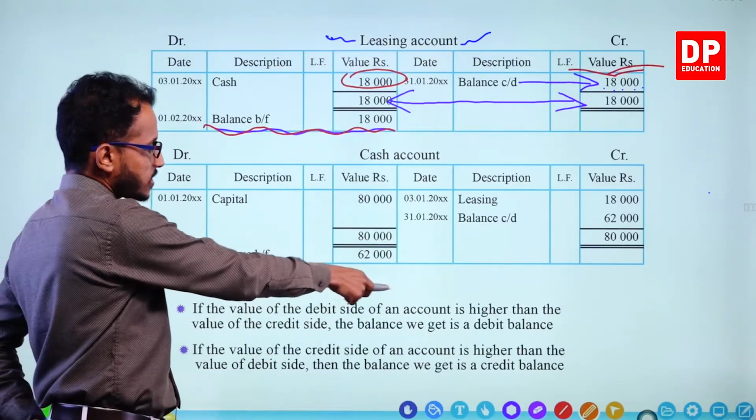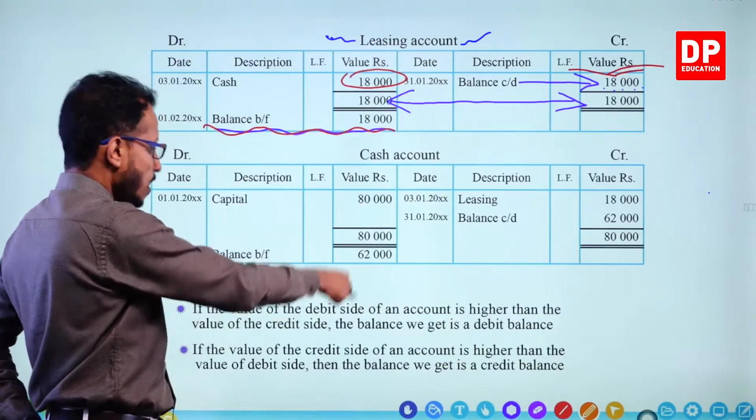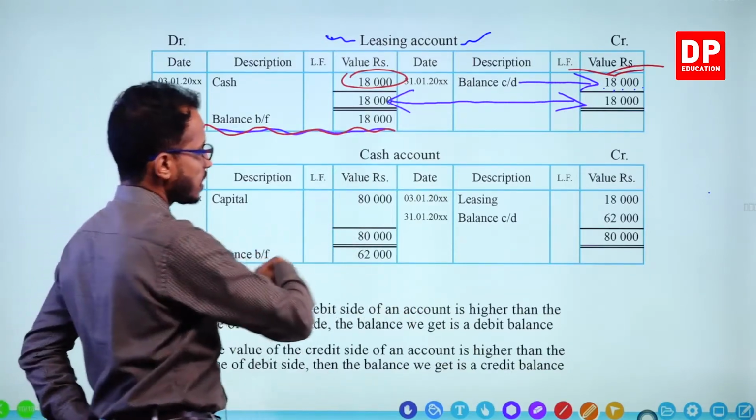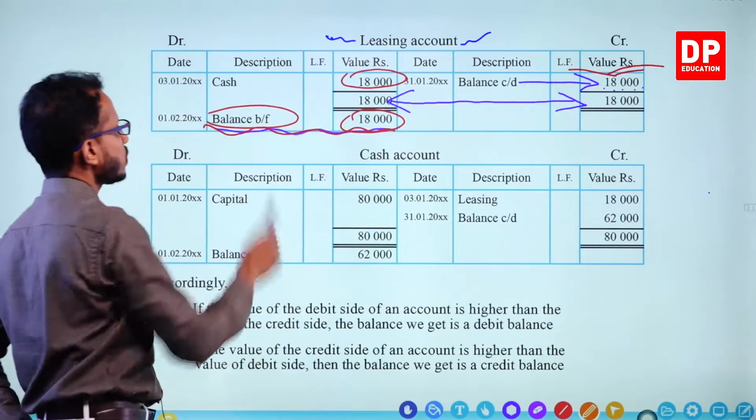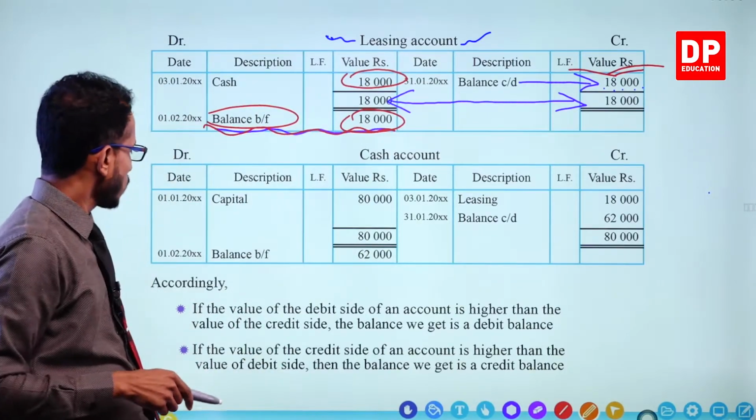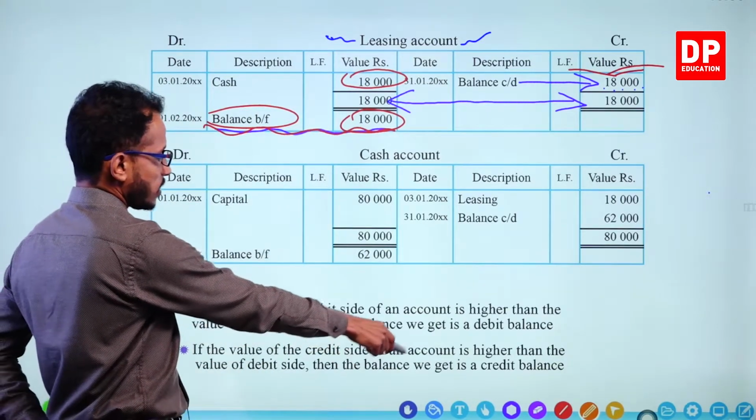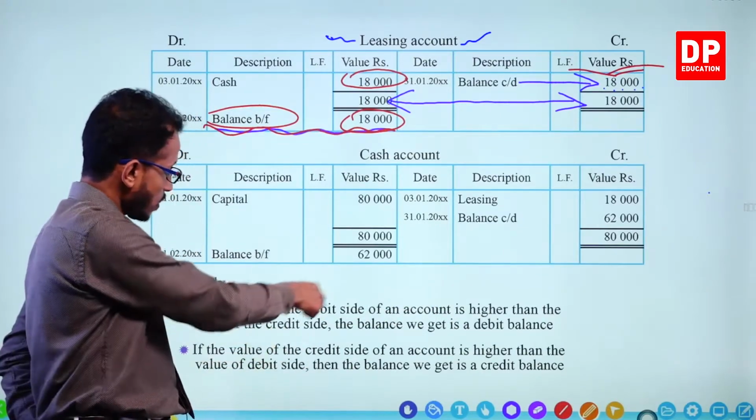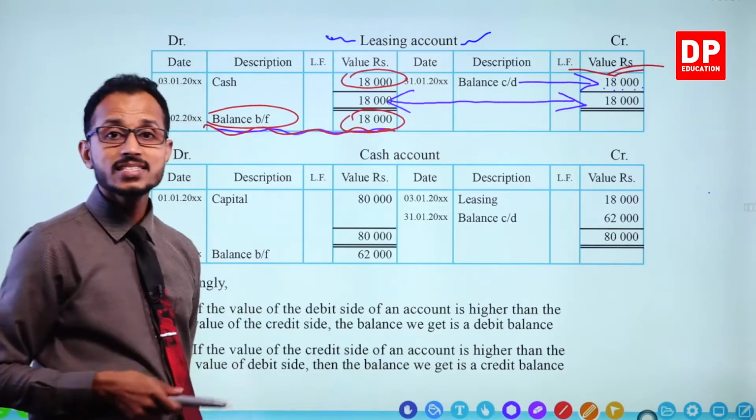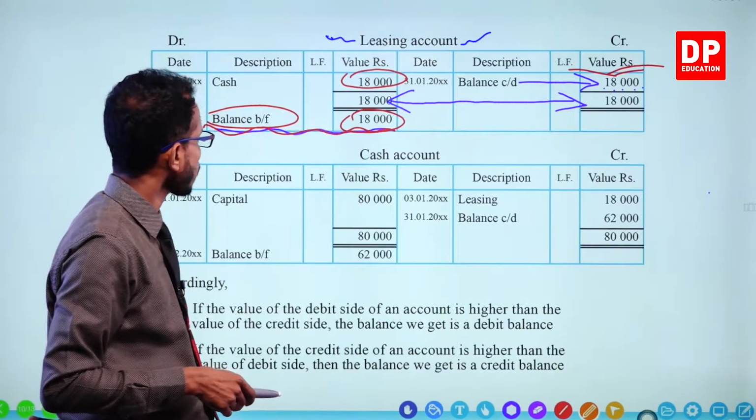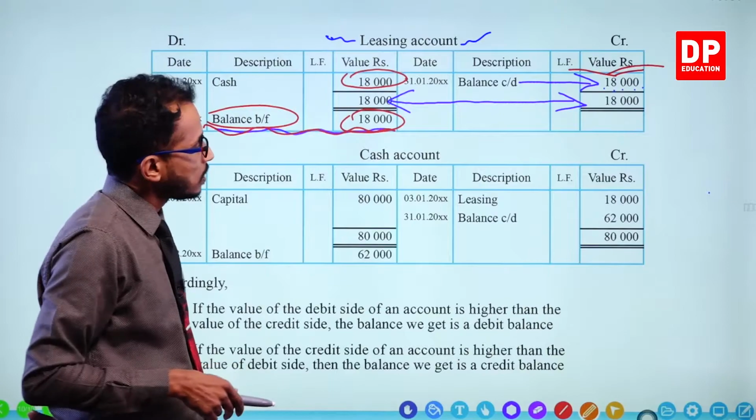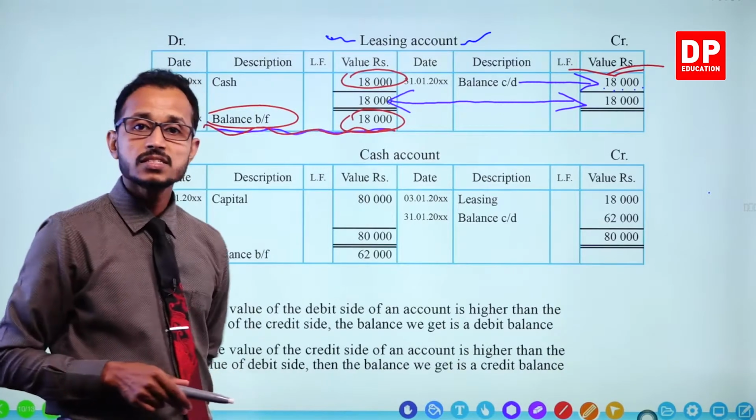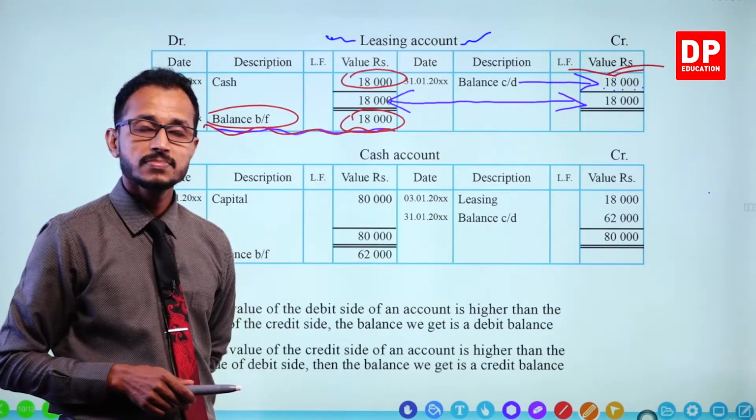Value of the debit side is higher than the value of the credit side. The balance we get is a debit balance. They are talking about the balance brought forward. If the value of the credit side is higher than the debit side value, then the balance gets to the credit side. That's it, children. That's about balancing accounts.